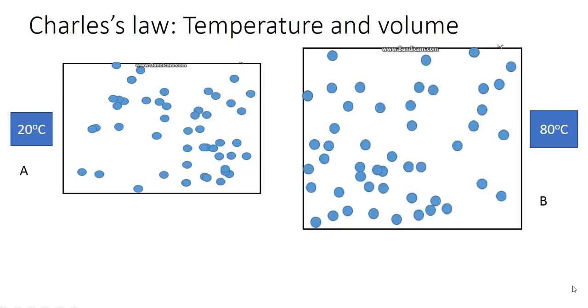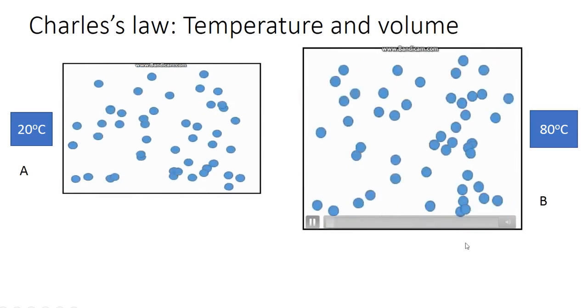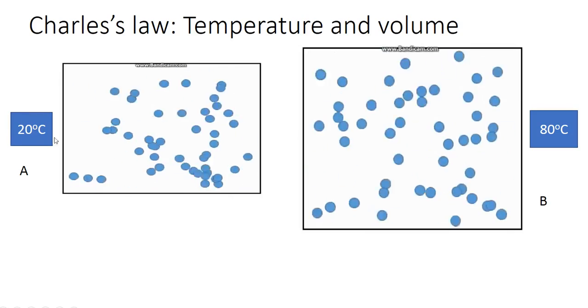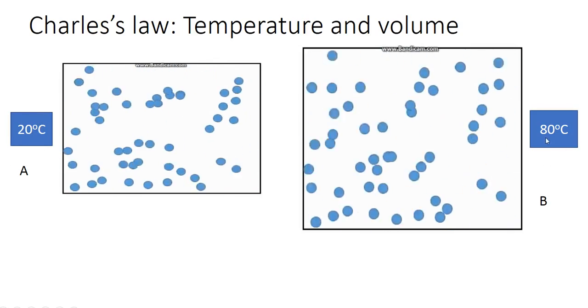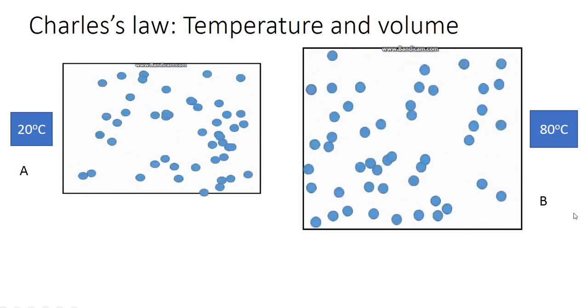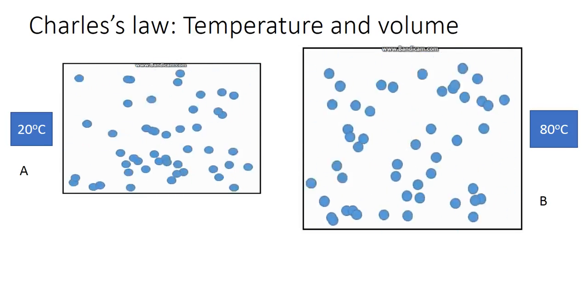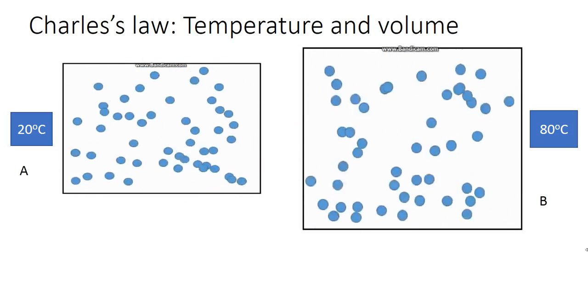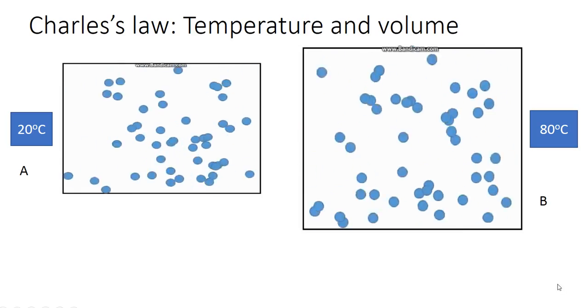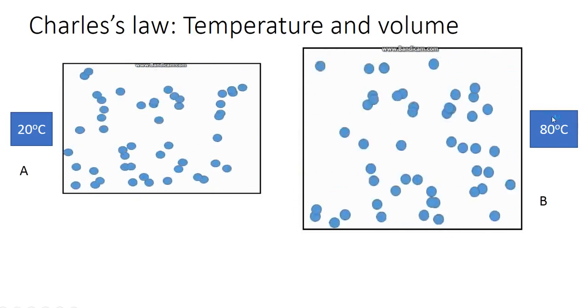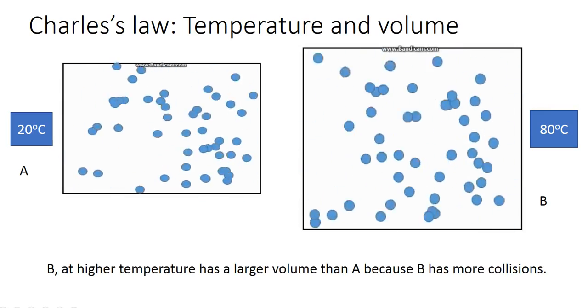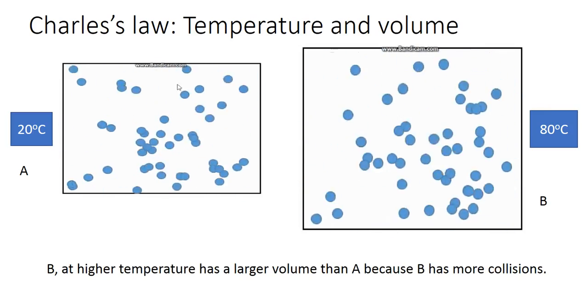Now let's look at the second law, that is Charles' law. This one gives a relationship between temperature and volume. Now look at the animation. So we have gas A at 20 degrees Celsius, gas B at 80 degrees Celsius. Which one do you think has a higher volume? Here we clearly see that gas B has a higher volume. What is the reason? Because it is at higher temperature. So B is at higher temperature, therefore has a larger volume than A.